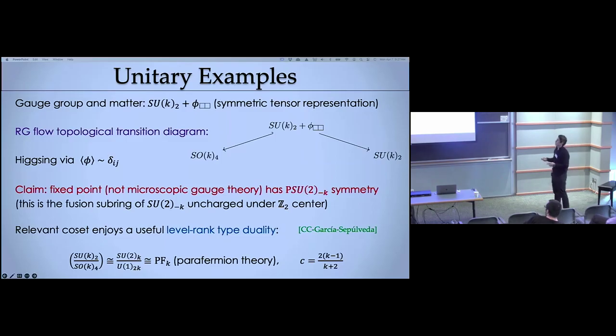Okay, so what's the claim about this fixed point theory? This fixed point theory has PSU(2) level minus K symmetry. That's the claim. What I mean by that is it's the fusion subring of SU(2) level minus K, which happens to be uncharged under the Z2 center. So that's in general some non-invertible one-form symmetry. And to work this out, it's useful to know that the relevant coset, SU(K) over SO(K), has a level-rank duality to a parafermion theory.